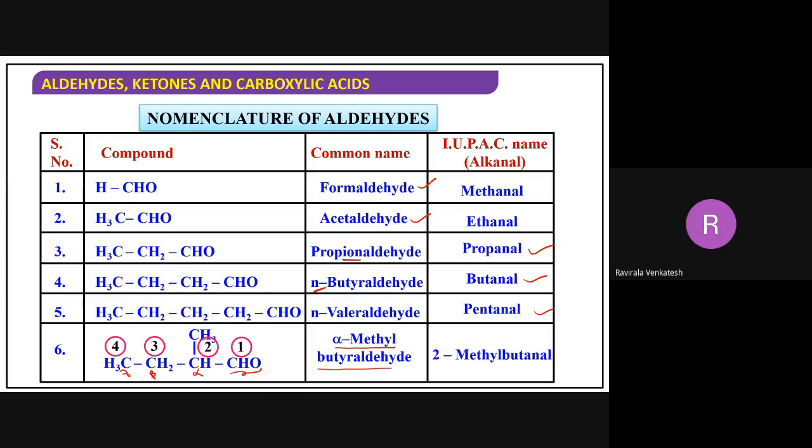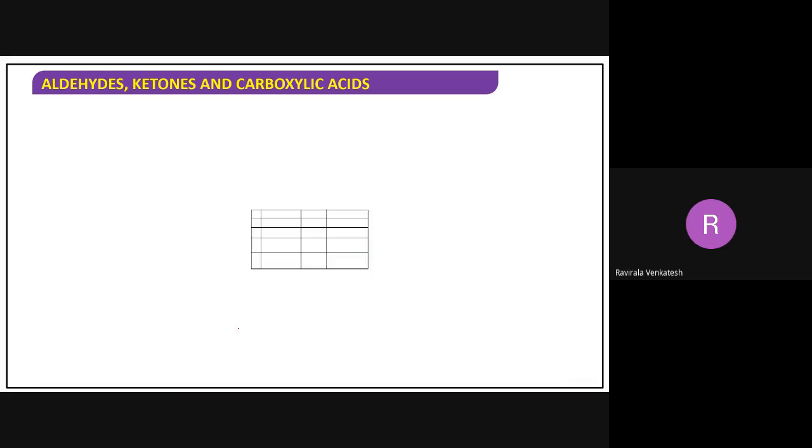Otherwise, the second carbon is having methyl. Therefore, you can write 2-methyl butanal because of 4 carbons. Also, we can write iso because the second carbon is having the branch and the remaining is a straight chain. So isopentanal also we can write like this.